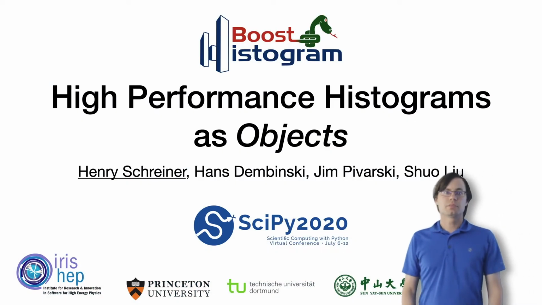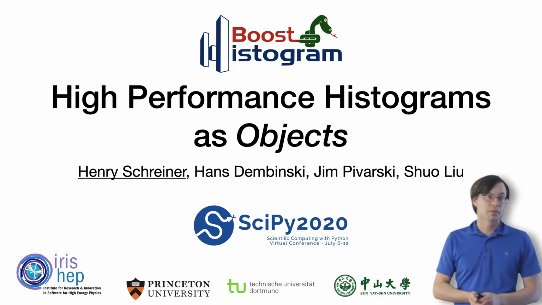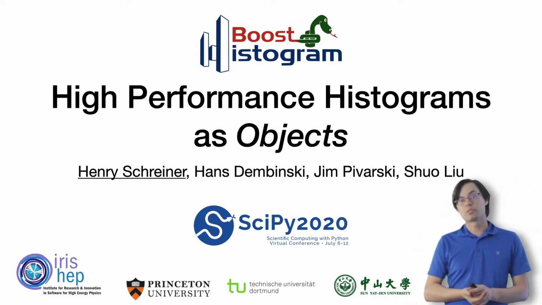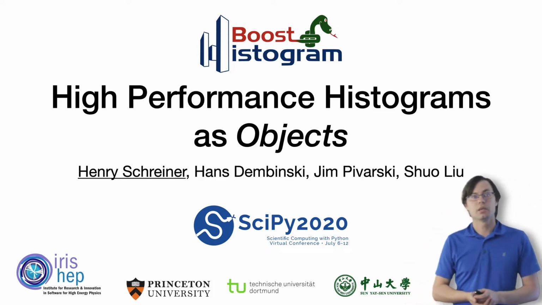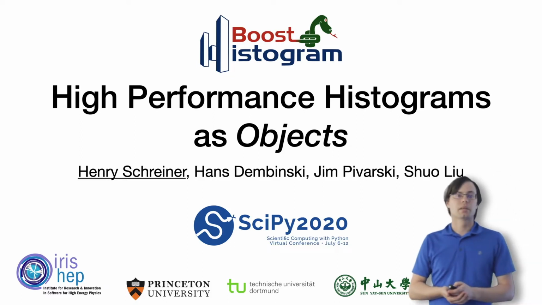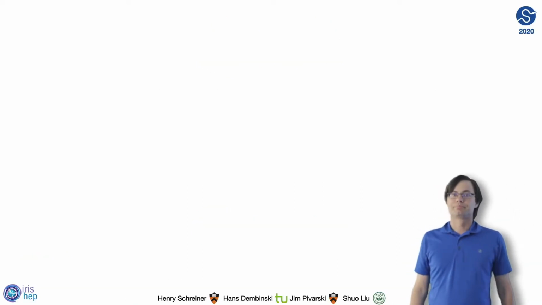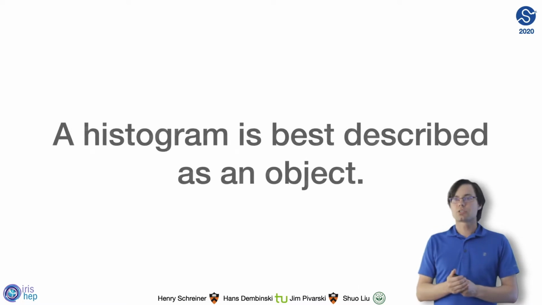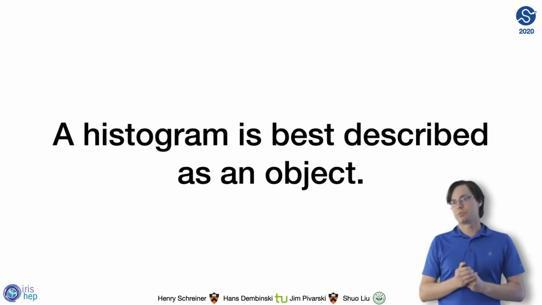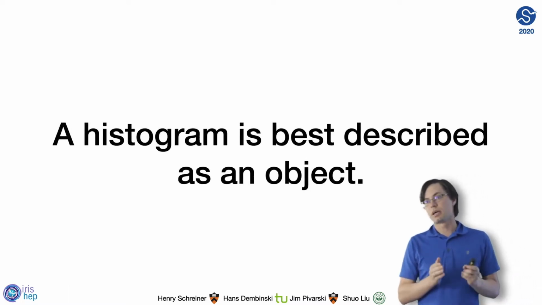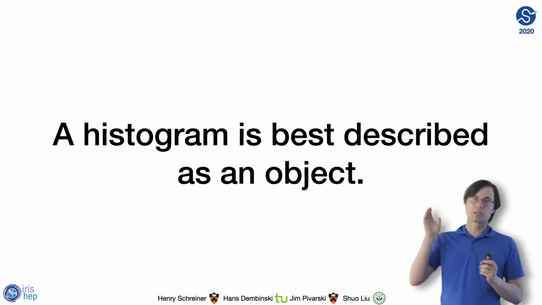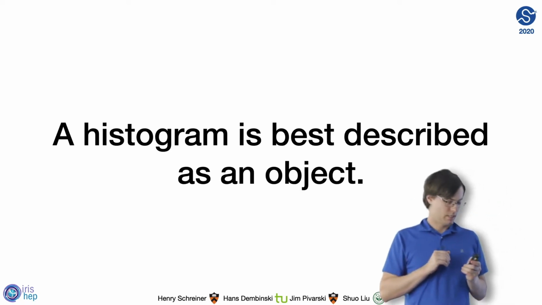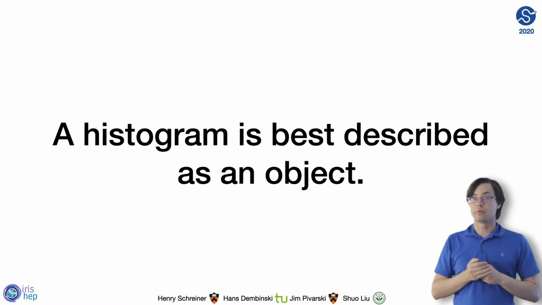Hello everyone. Today we're going to be talking about histogramming, specifically high-performance histograms as objects, and we'll be using Boost-histogram to do so. So let's get started. A histogram is best described as an object. Over the next 20 or 30 minutes, everything I'll be doing will be trying to convince you of this fact. Hopefully at the end you will agree with me.